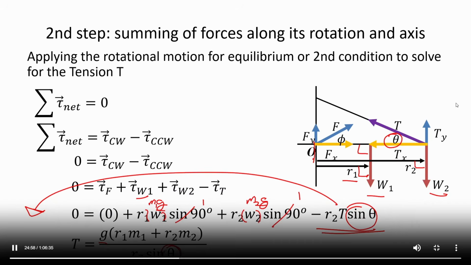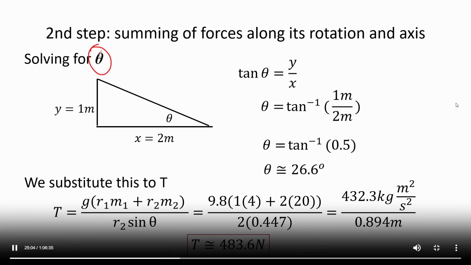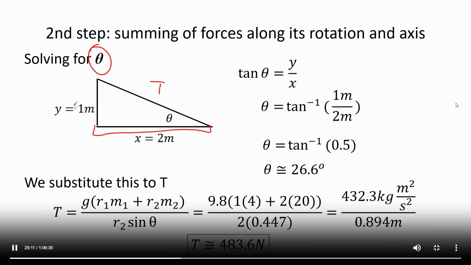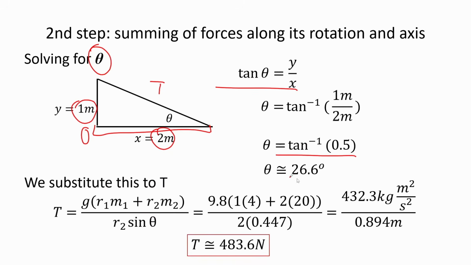However, we don't know the expression for theta. Theta can be found easily because we already know that the beam is 2 meters and the wire is connected to the wall 1 meter above it. So we can use the tangent function. Tangent is equal to the opposite over the adjacent, 1 meter over 2 meters. So theta is the inverse tangent of 0.5, or 26.6 degrees. Okay, and we can substitute this one here, and we get the value of sine of that angle as 0.447.